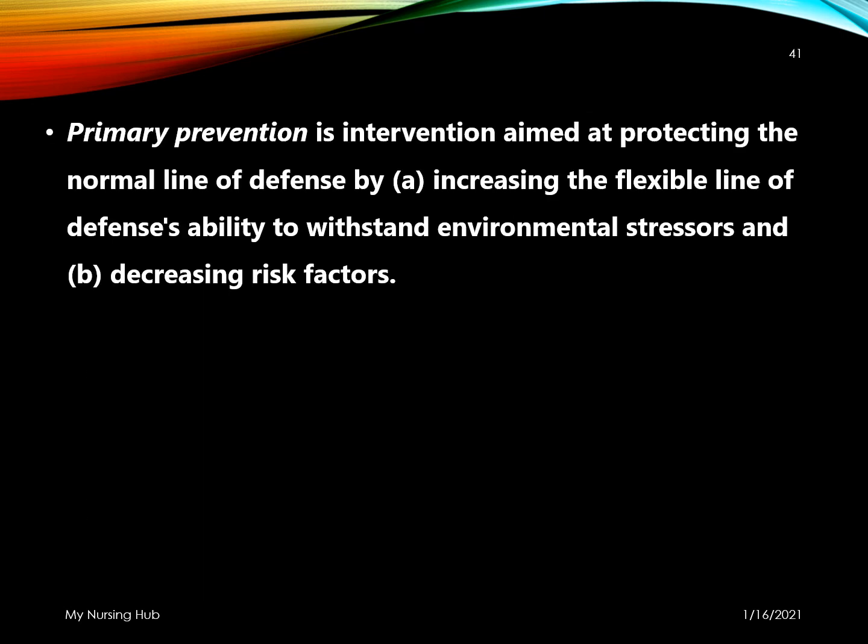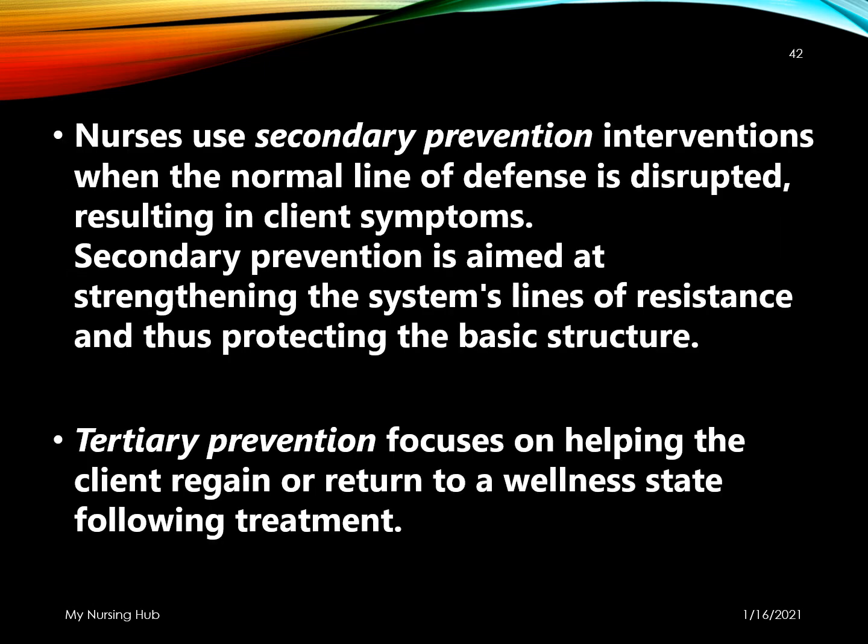According to Neumann, primary prevention means the interventions aimed at protecting the normal line of defense by increasing the flexible line of defense's ability to withstand environmental stressors and decreasing the risk factors. Nurses use secondary prevention interventions when the normal line of defense is disrupted, resulting in client symptoms. Secondary prevention is aimed at strengthening the system's line of resistance and thus protecting the basic structure. And tertiary prevention focuses on helping the client regain or return to a wellness state following treatment.